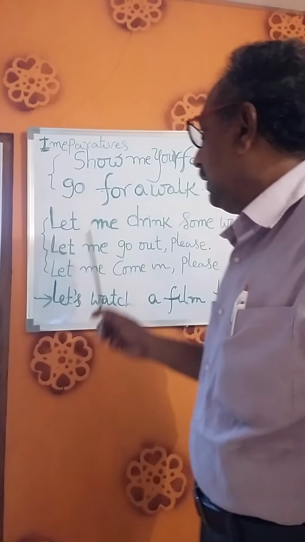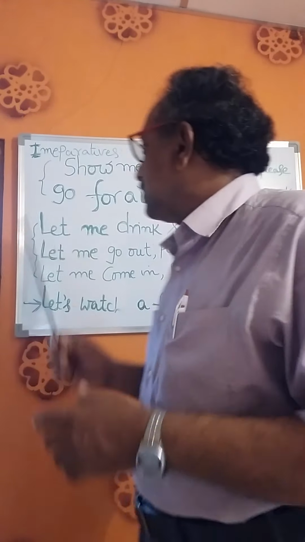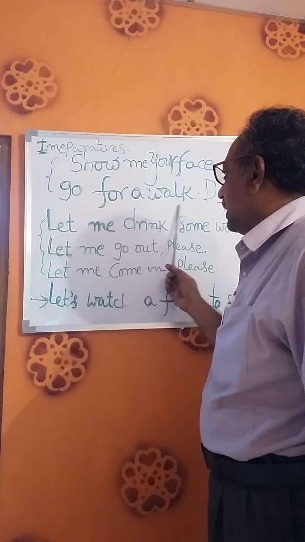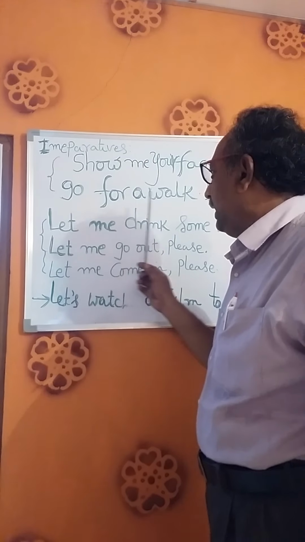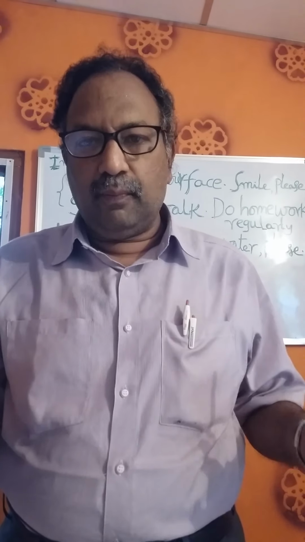When you are posing for a photograph, the photographer asks you to smile, please. So you start smiling. Now, go for a walk. Yes, it is almost an advice or a piece of advice. Go for a walk. That means we have used the verb one and then it is a prepositional phrase. Go for a walk. Or simply, I ask you to go home now.